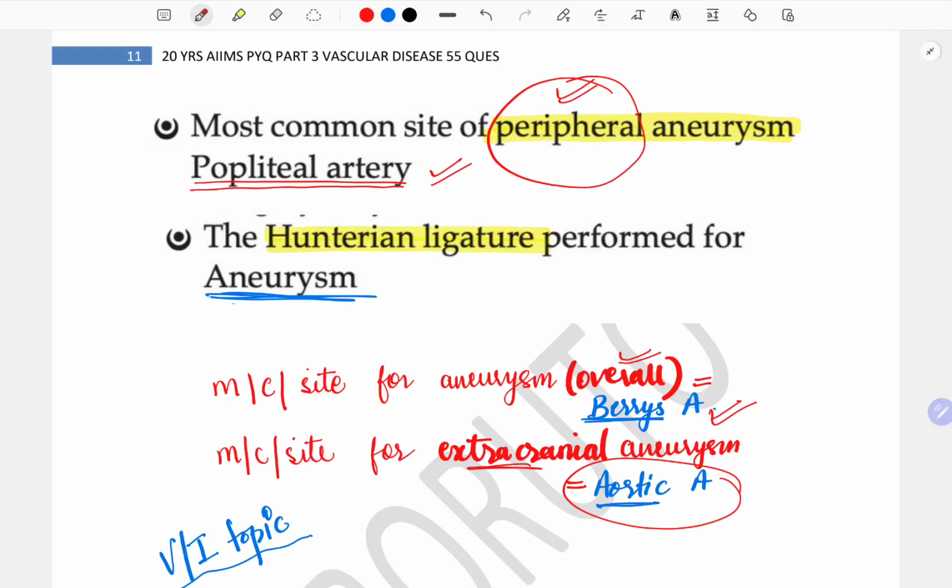Fourth, the Hunterian ligature is performed for which surgeries? Aneurysmal surgeries.